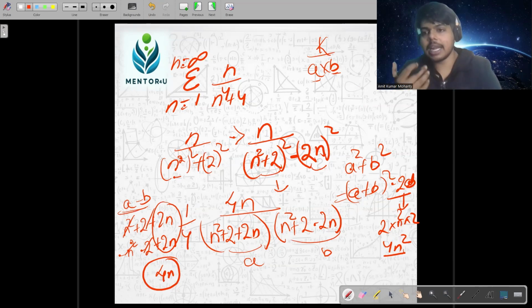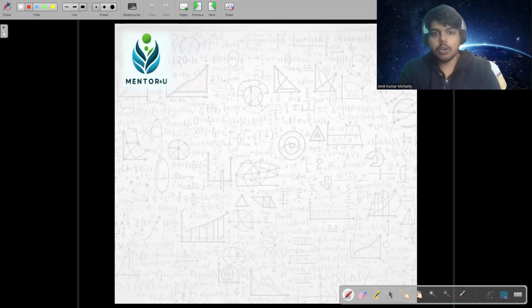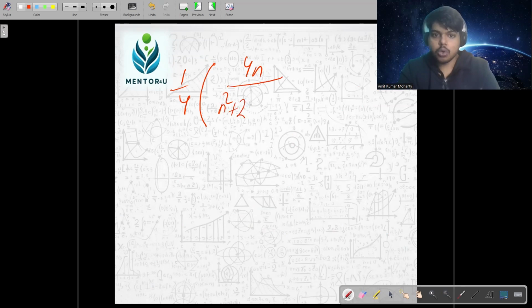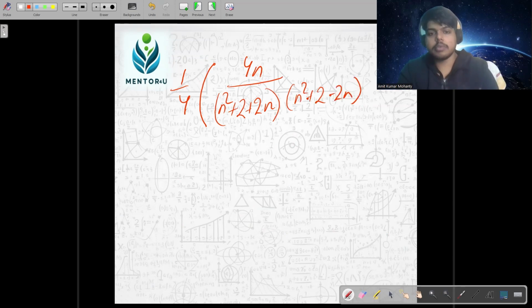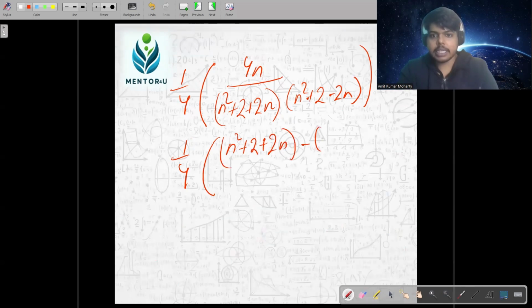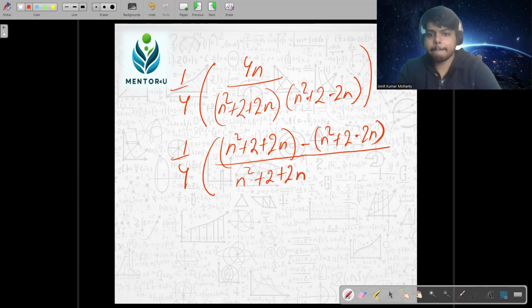Now let's go to the next page and try to proceed with this particular summation. So if I go to the next page, let's write the value. It is 1 by 4 multiplied by 4n by n square plus 2 plus 2n and n square plus 2 minus 2n. Clear? Now, if I update this particular value in a different way, it will look something like this: 1 by 4 n square plus 2 plus 2n minus n square plus 2 minus 2n. Yes, you can see this is the particular form. Sorry, 2n multiplied by n square plus 2 minus 2n.